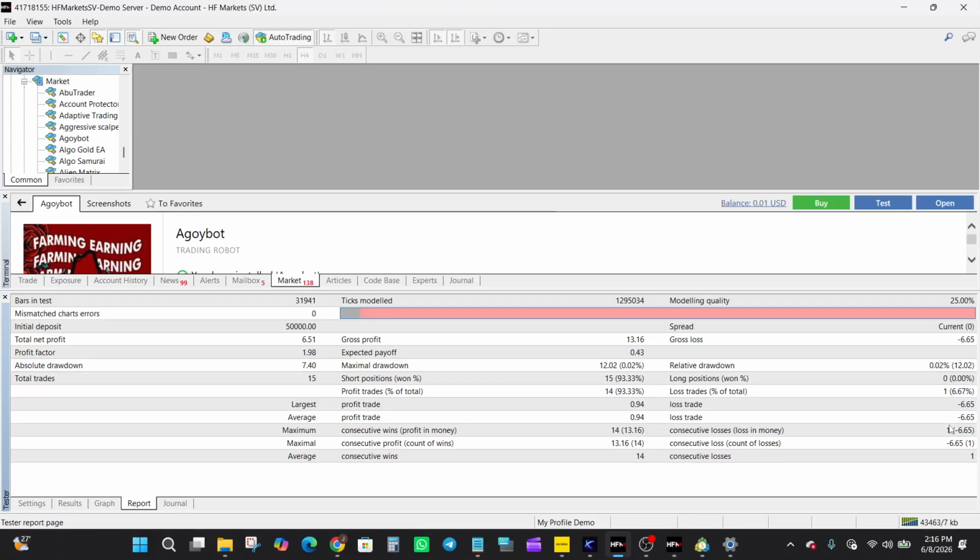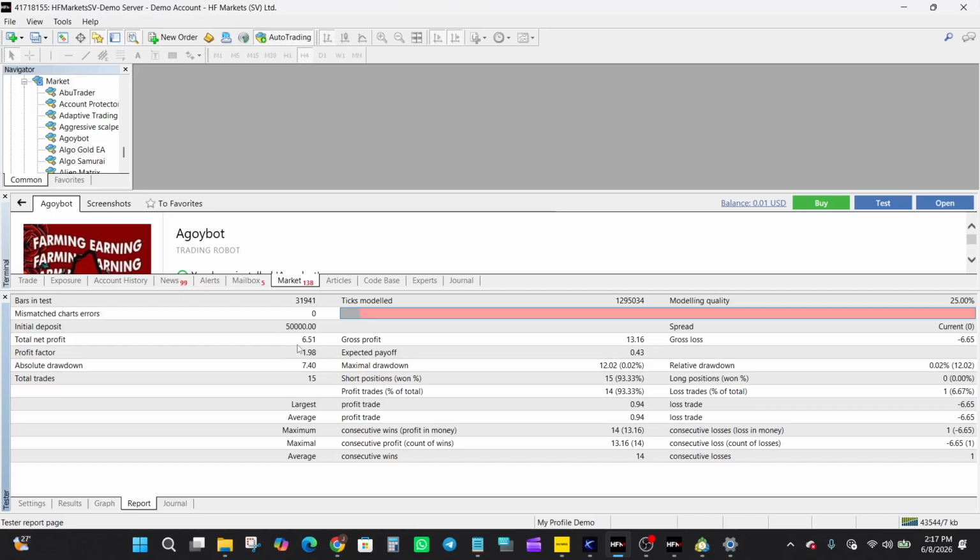Average profit $0.94. Average loss $6.65. This tells me that the risk reward ratio is very, very bad, but the win rate is excellent. So when you put the win rate side by side with the risk to reward ratio, I'm not surprised to see a total net profit that is very tiny when you compare it with the initial deposit.